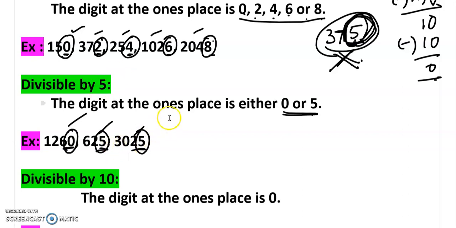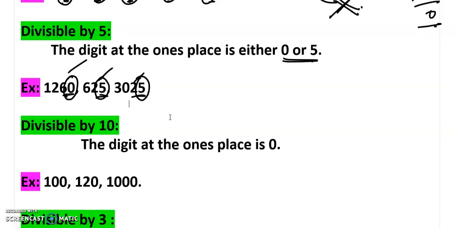Next one, divisible by 10. The digit at the ones place is 0. This is ones, tens, hundreds. What is there in the ones place? 0. Here 0. Next here 0. Then these numbers are divisible by 10. Why? Because in the ones place 0 is there.